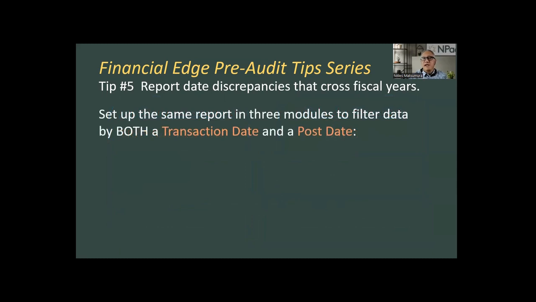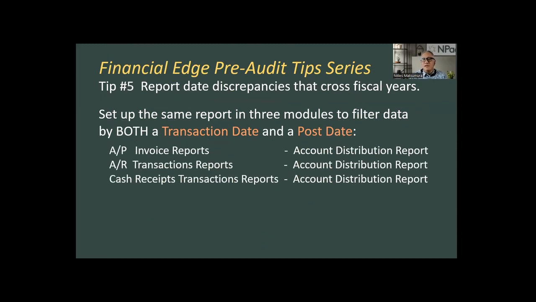To get reports of transactions with date discrepancies, you'll set up the same report in 3 modules to filter data by both a transaction date and a post date. That report is the account distribution report, and it is available in these 3 modules.